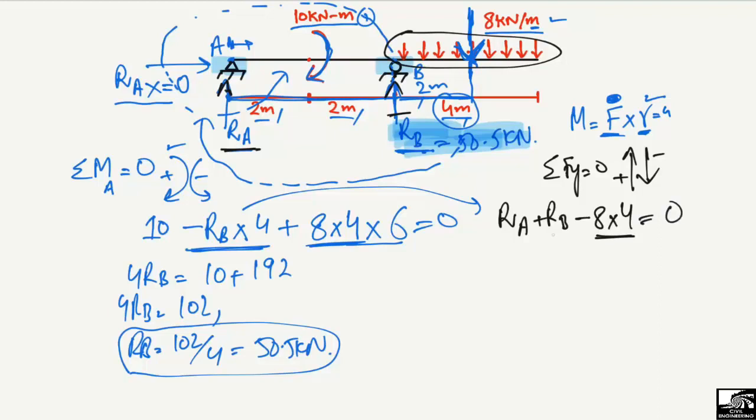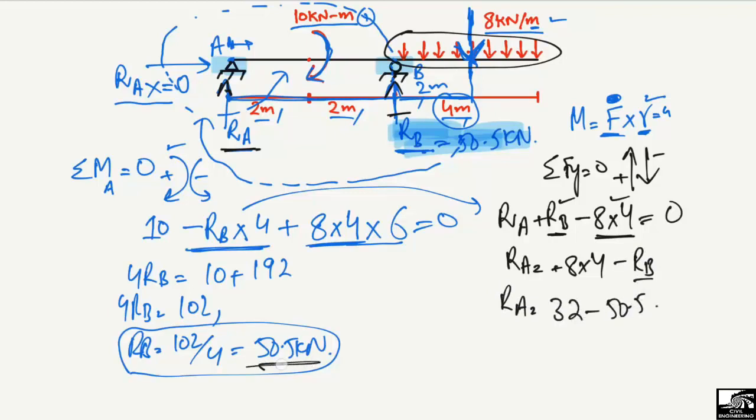Now we know that RB is 50.5 kilonewton, so for RA, if we shift these two values to the right side, 8 into 4 will become positive, and it will be minus RB. If we simplify this, it will be 32 minus RB. We know that RB is 50.5 here, so RA comes out to be minus 18.5 kilonewton.